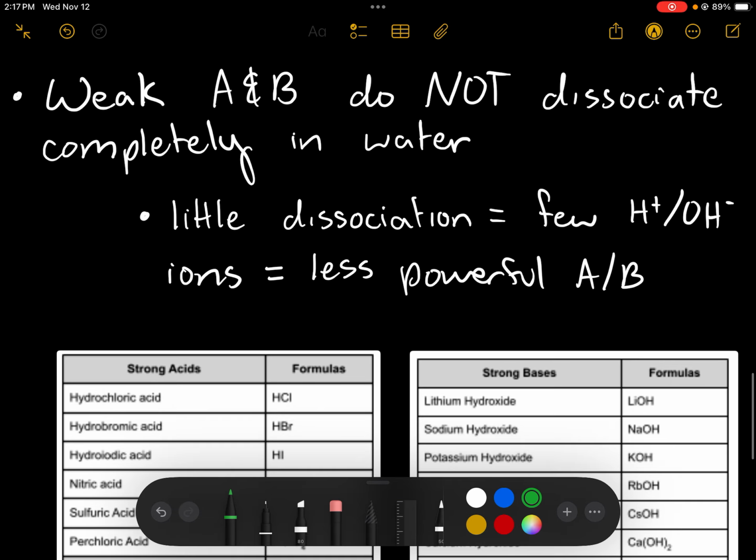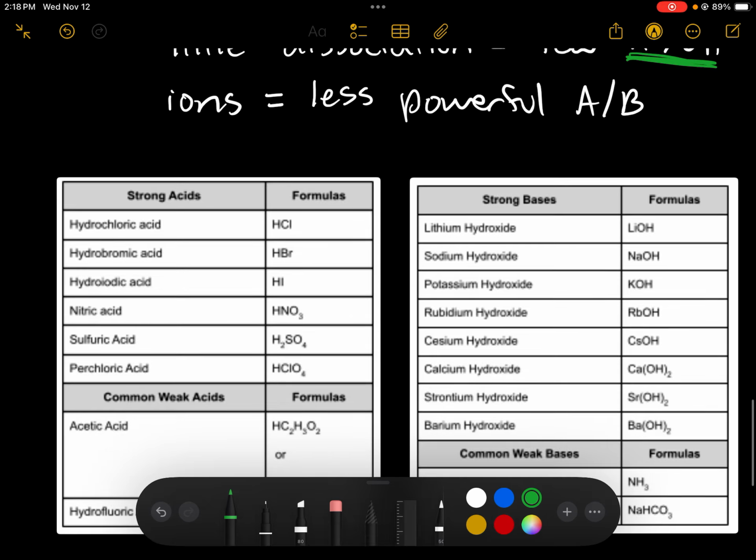Weak ones, however, do not dissociate or break up completely in water. So instead of breaking up into like H plus and Cl minus, if HCl were a weak acid, only a few of those H pluses would break off and most of that acid would remain together as an HCl molecule. But little dissociation results in few of these in your solution, which means it's a less powerful acid or a less powerful base.